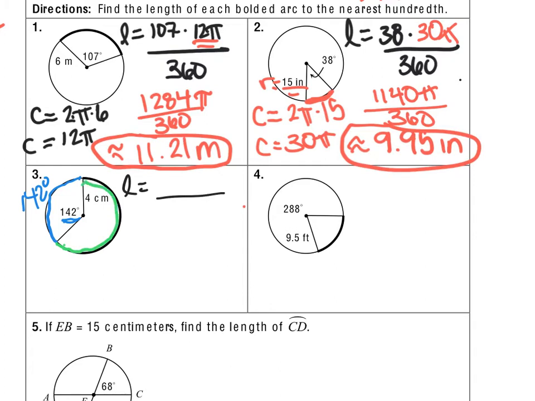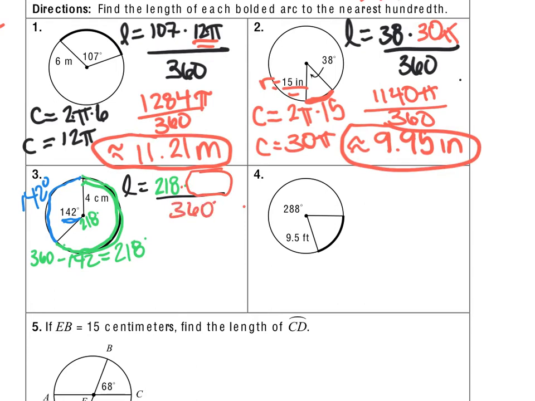Well, I know a whole circle is 360 degrees. So 360 minus 142, which is 218. That's the actual degree measure I need, because I am referring to this part of the circle. So I'm going to have 218 times the circumference, which I'm going to have to find off to the side. So I'm going to leave that part blank right there, divided by 360.